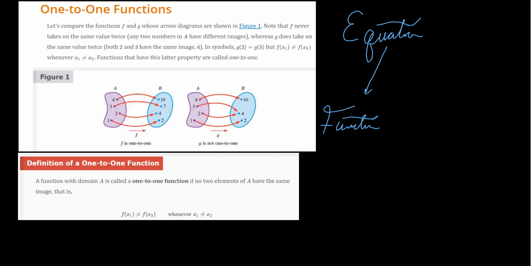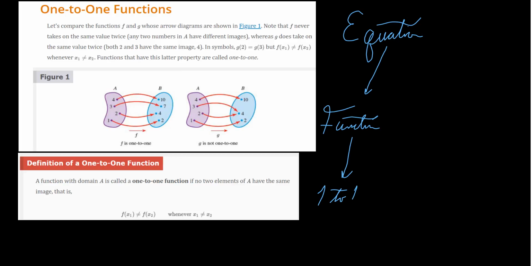And then below this function is a one-to-one function. Okay, so think of one-to-one functions more as a subset of a function, a special case, rather. So now let's look at the definition, I guess. Okay, so the definition of a one-to-one function.